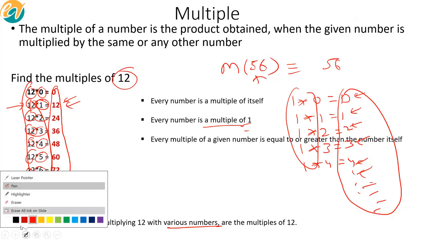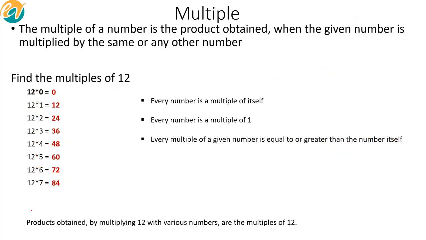All right. Proceeding further, every multiple of a given number is equal to or greater than the number itself. Well, this obviously has an exception, and this is the exception. When you multiply by 0, the answer is 0. So 0 is a multiple of every integer, but apart from 0, every multiple of a given number is equal to or greater than the number itself.